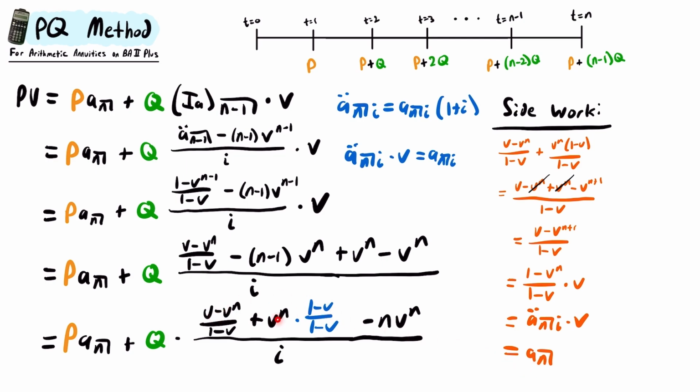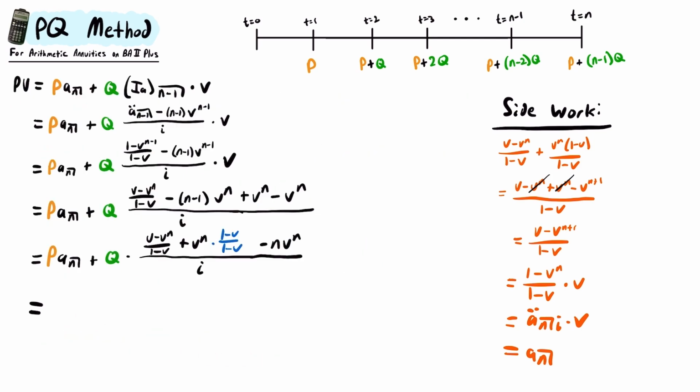So replacing these two terms with that notation, here's what we get next for our present value equation. This is equal to P times a n bracket plus Q times (a n bracket minus n v to the power of n) divided by i. And that is a really nice formula. In fact, you might be familiar with this formula. This is known as the PQ formula, which is not the PQ method for the BA II Plus calculator.